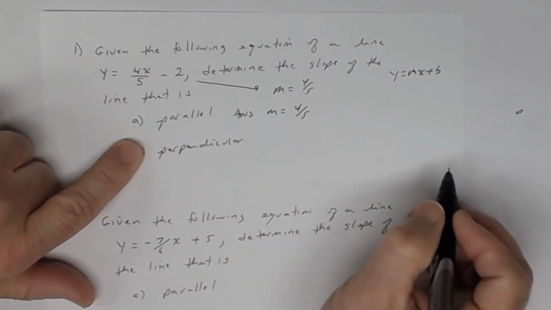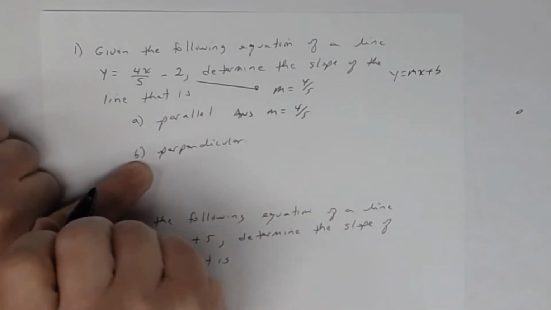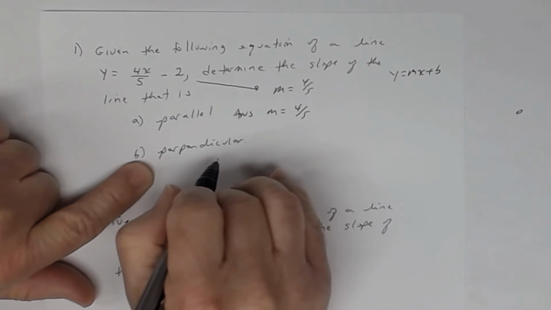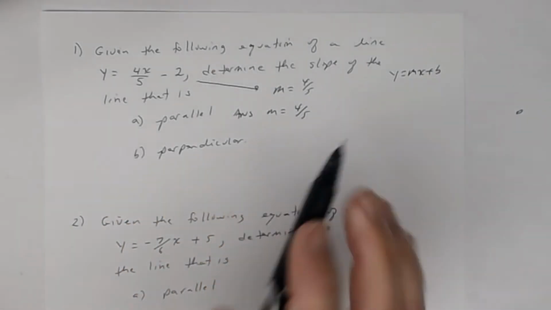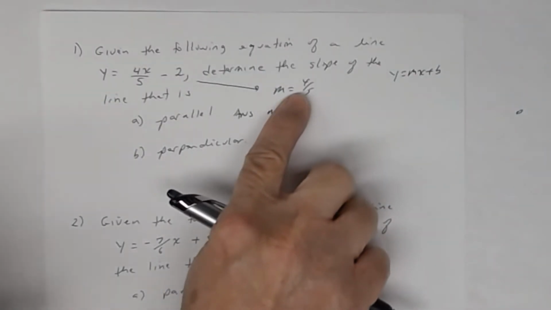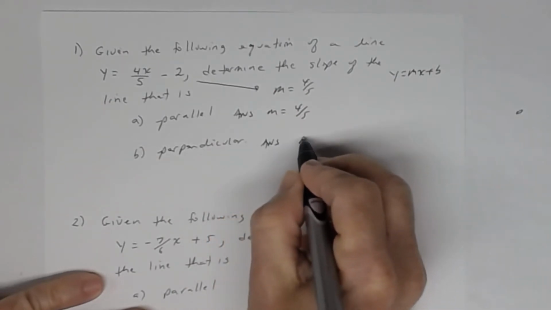Now, what about the slope of a line that's perpendicular to this? Well, if the slope is 4/5, then the slope of the line perpendicular to it, all you do is just take the opposite reciprocal. So what's the reciprocal of 4/5? The reciprocal of 4/5, I'm going to put answer, slope equals.